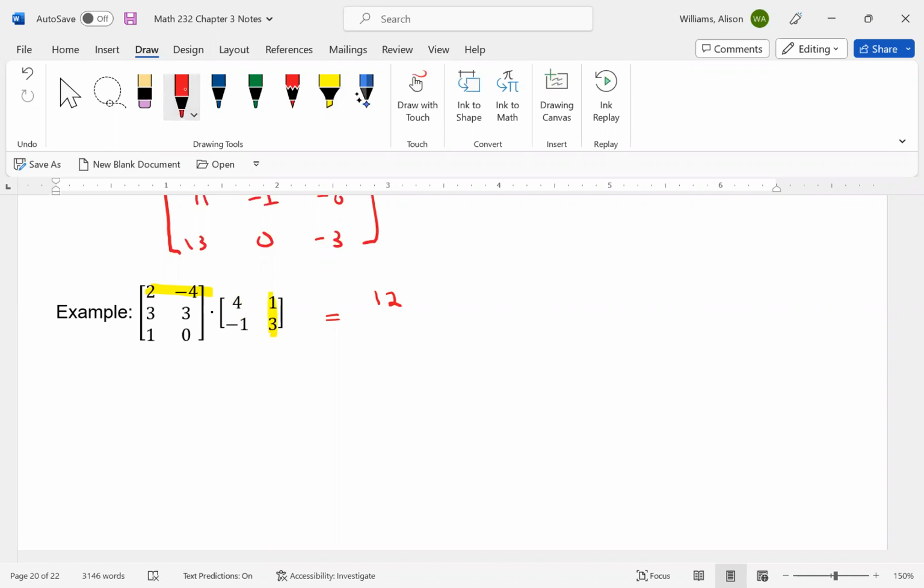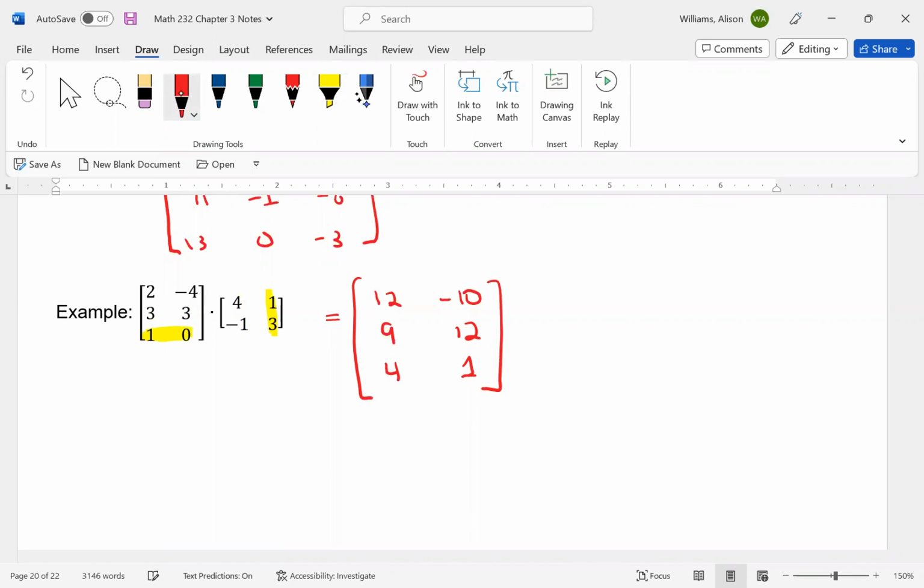Then we're going to go first row, second column. That's going to be 2 times 1, which is 2, plus -4 times 3, which is -12. So that comes out to -10. Now, second row, first column. That's going to be 12 minus 3, which is 9. And then 3 plus 9, right? Because 3 times 1 is 3 and 3 times 3 is 9. So 3 plus 9 is 12. Then we're going to do last row, first column. That's 4 and 0, so that's 4. And then 1 and 0, which is 1. All right, so there we go.